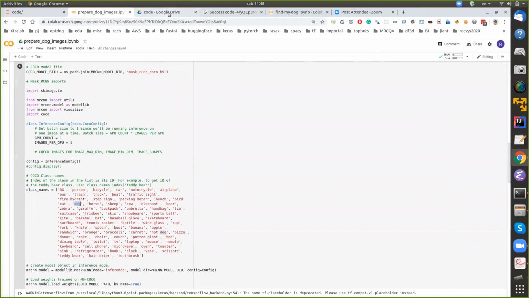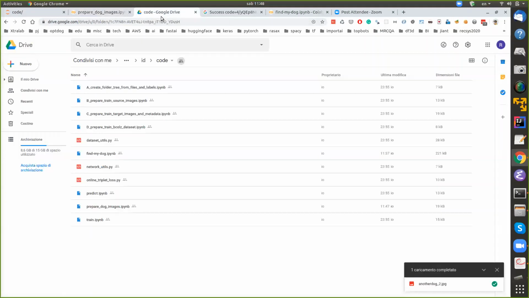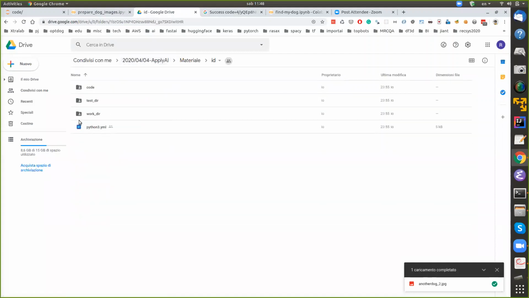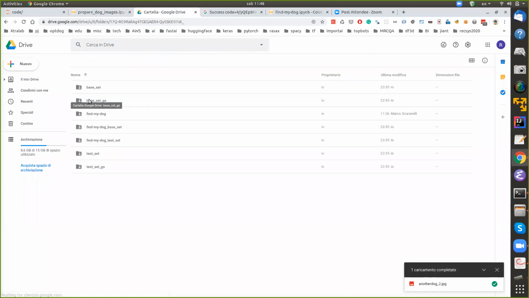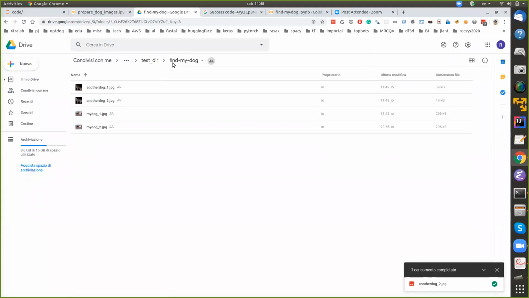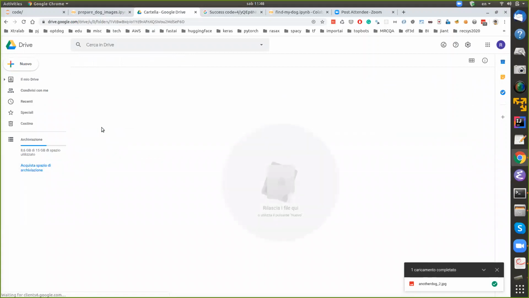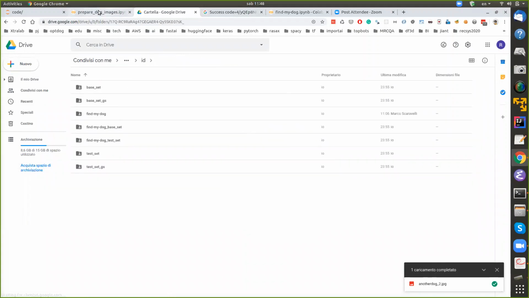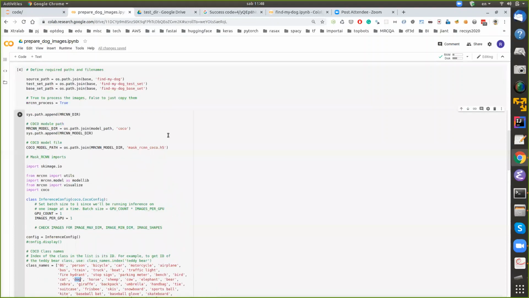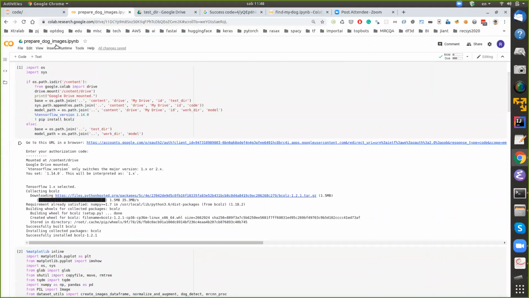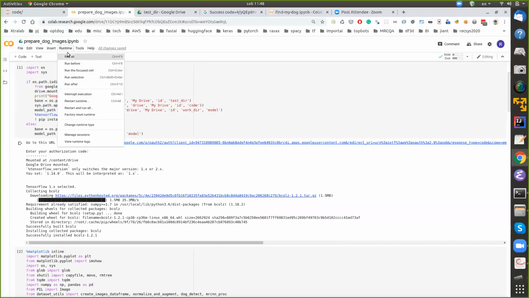Okay, let me check if everything is in place. I don't know if anybody is doing the same exercise, just to compare. Test here. These are images that I uploaded, and here, whoa, let me recheck the notebook. Well, this time, if I rerun the notebook, it should go without any interruption.